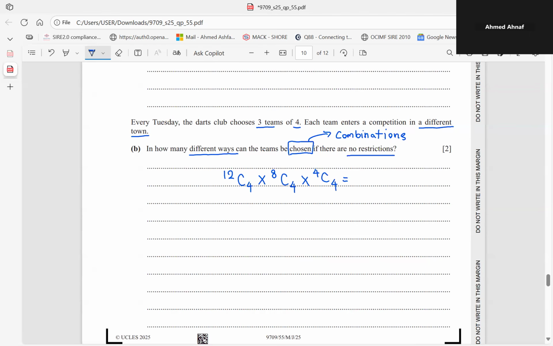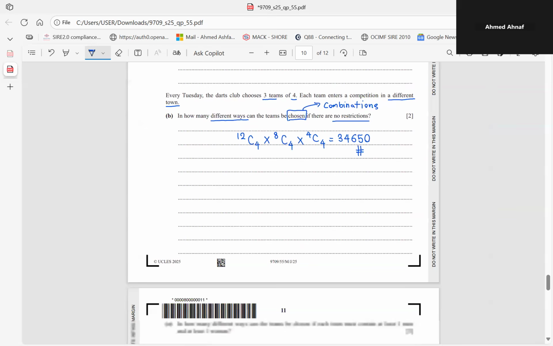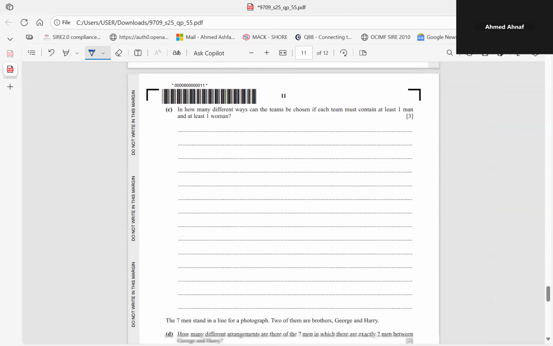So this is 12 choose 4 times 8 choose 4 times 4 choose 4, which is 1. You'll get 34,650. So this is our final answer for this part. Let's head on to the next part.